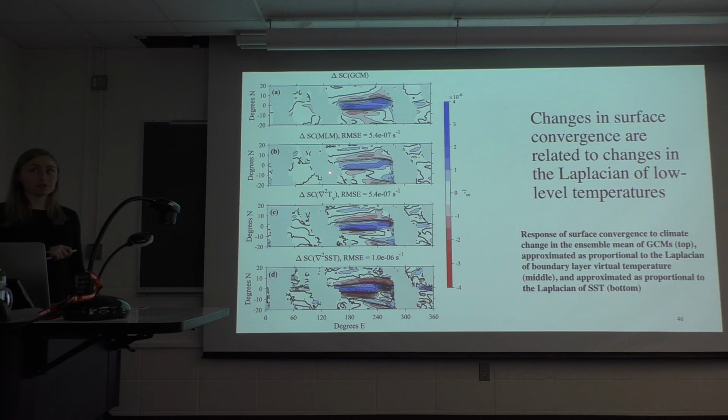Here's how the mixed layer model, the full mixed layer model, nothing neglected, does at estimating that surface convergence response. And then in panel C, I have our boundary layer virtual temperature surface convergence approximation and our Laplacian of SST surface convergence approximation. We can see that as we make approximations, we introduce errors, but the general pattern of this, especially in the Pacific, of this negative, positive, negative anomaly is carried through even as we make pretty substantial approximations. And this positive anomaly sort of disappears and shows back up.